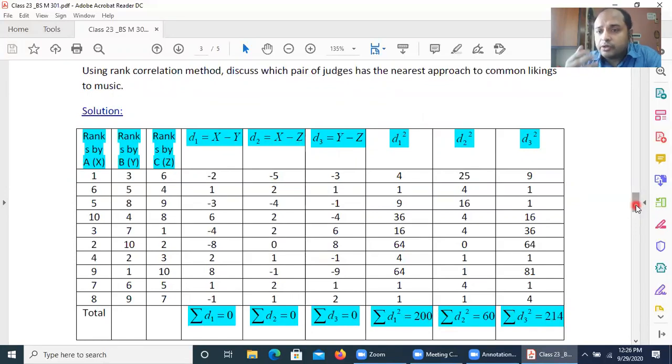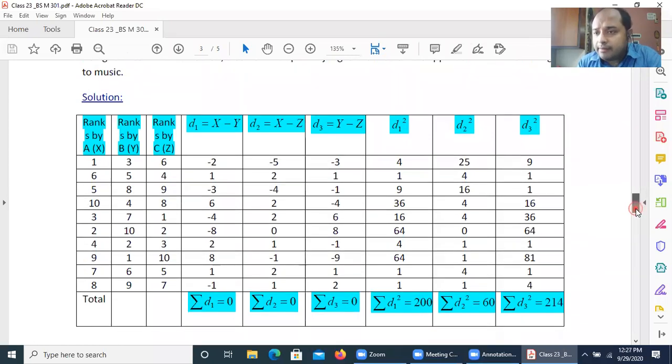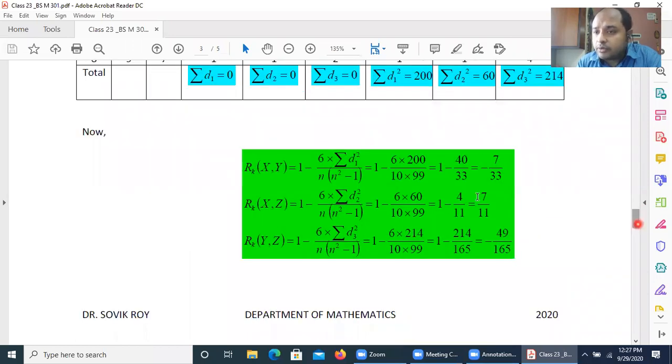Now, if you are fed up with manual calculations, you can take the help of Microsoft Excel. You can put these 2 items, X and Y, in Excel, and you can find the Karl Pearson correlation coefficient between these 2. And you can put X and Z in Excel and find the Karl Pearson correlation coefficient. But if you actually want to try manually, then you can take the help of the rank correlation coefficient by Spearman, and you can individually find the rank correlation between X and Y, between X and Z, and between Y and Z.